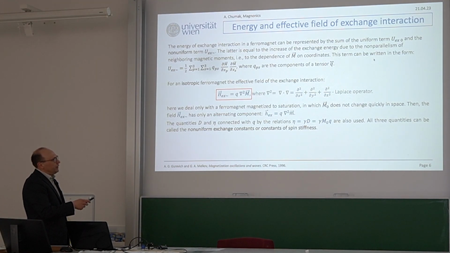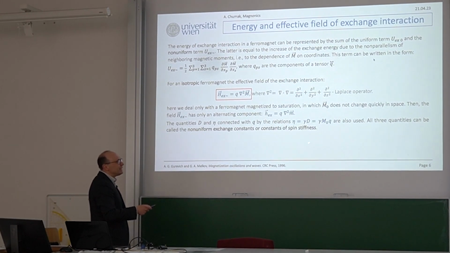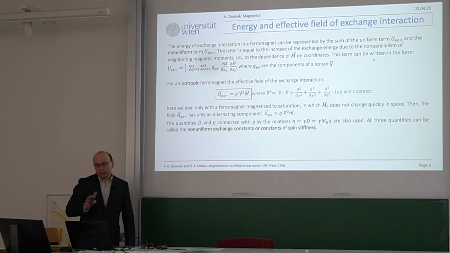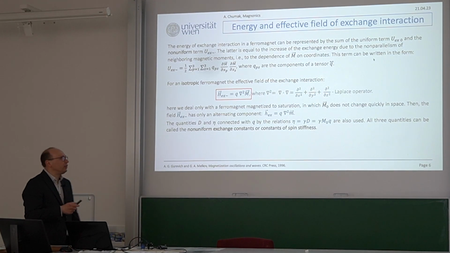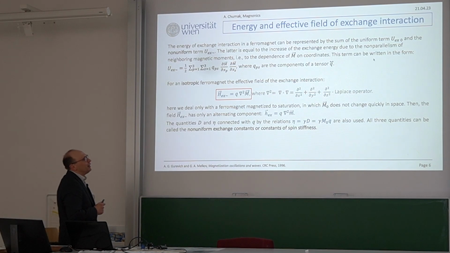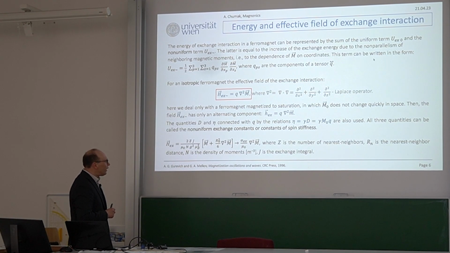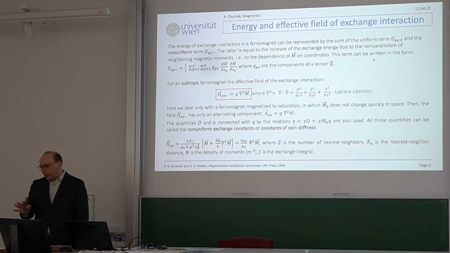So what we see here is this Q, which is sometimes named the exchange constant, non-uniform exchange constant, or constant of spin stiffness. But in literature, you will find many other constants. In particular, Gurevich and Melkov attract our attention to eta and to d. All of them are exchange constants in some sense.